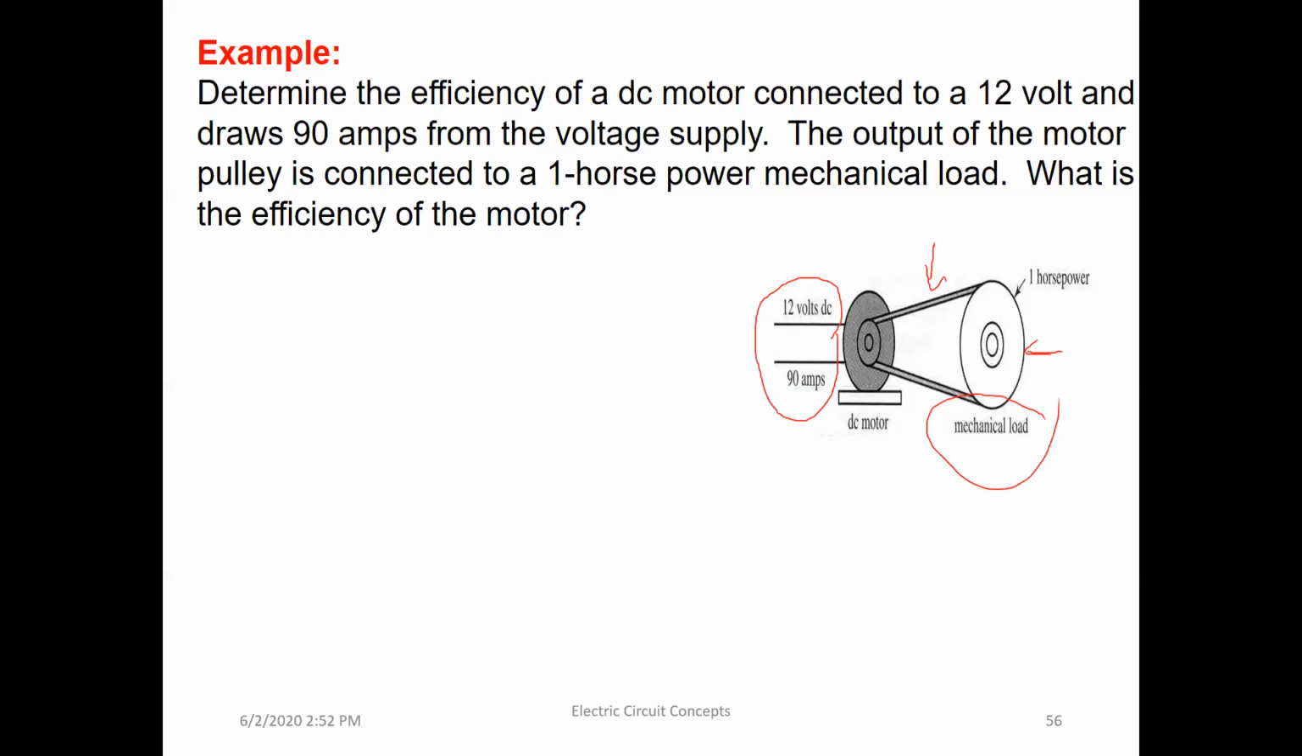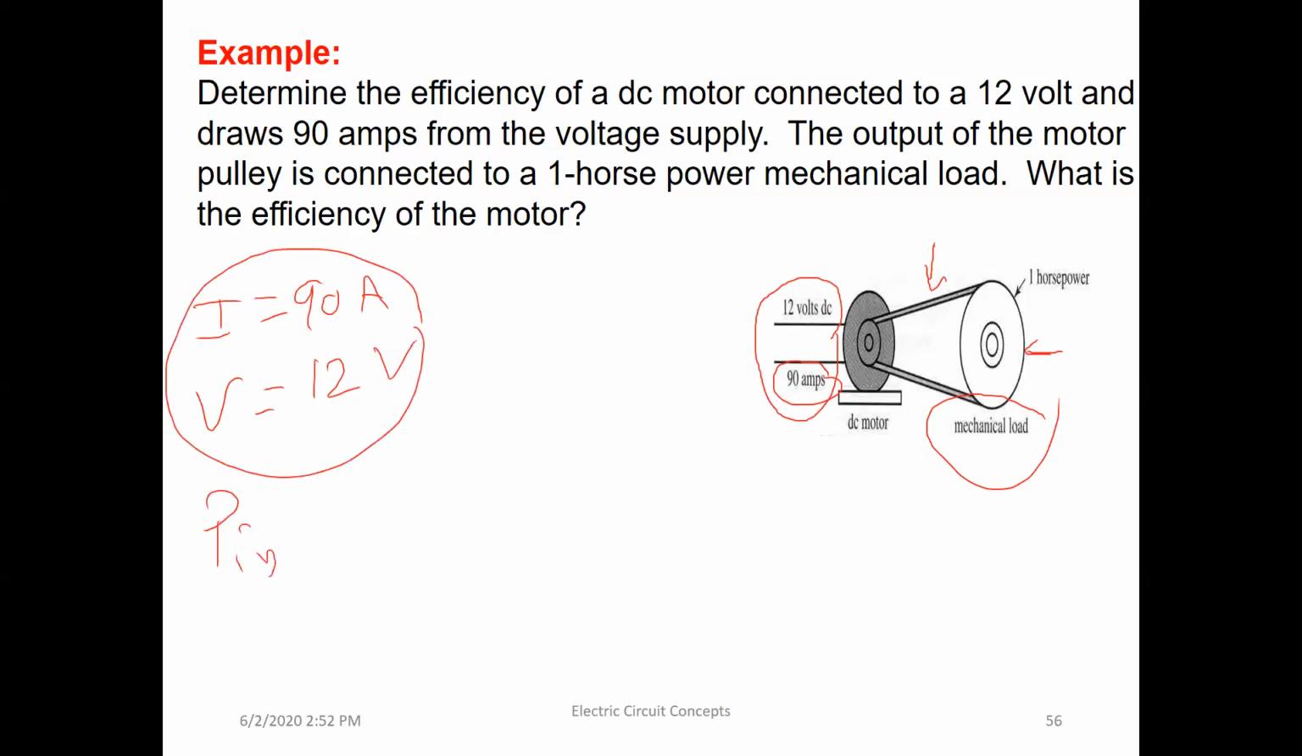So the information given is 12 volts, so the power supply is 12, and the current I is 90. From these two pieces of information, I can find Pn. So always, Pn will be determined from the input on this side. This is our output side. It's energy coming in through the wires. So it will be 90 times 12.